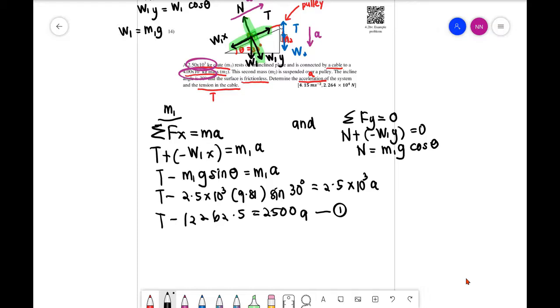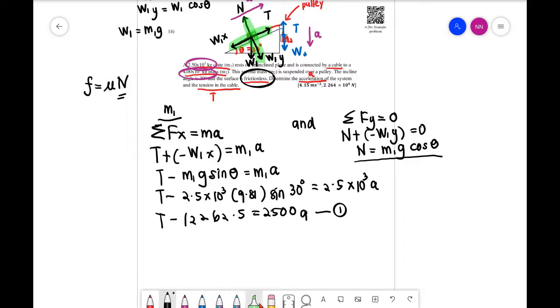Basically, we would use component Y to determine N, because if we want to find the friction we use the formula friction equals mu times normal, and the normal comes from component Y. For this one, we don't use this component because there is no friction, it is frictionless. And then we can proceed to M2.